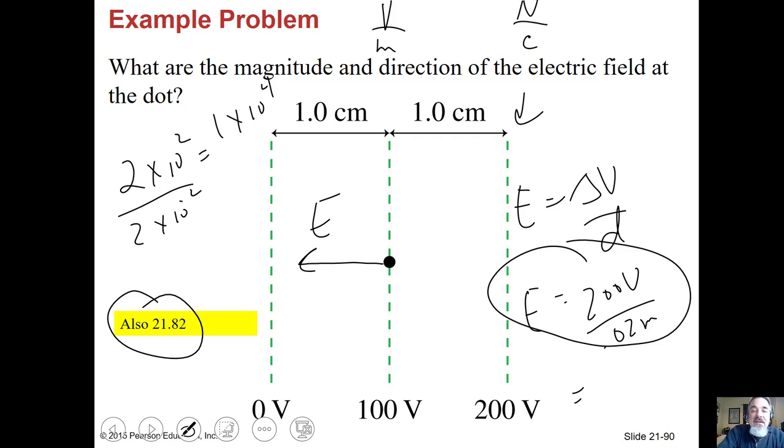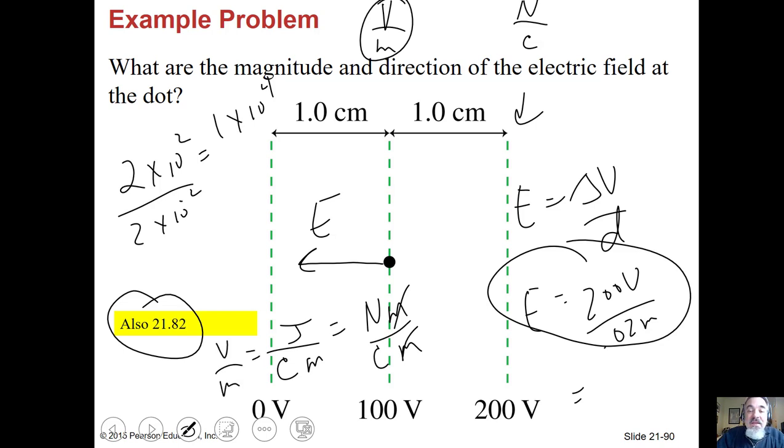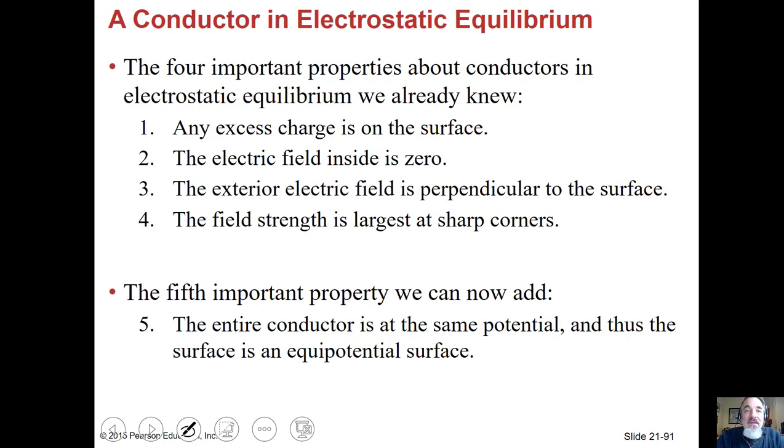A volt is a joule per coulomb. So I'm taking this and writing it down here. So a volt is a joule per coulomb, and I still have a meter left. Now a joule is a Newton times a meter, and then I still have a coulomb and meter here. So the meters cancel out. So a volt per meter is the same thing as a Newton per Coulomb. Okay, just so you realize that, same units. Okay, good. So again, we'll take a look at 21.82 later.